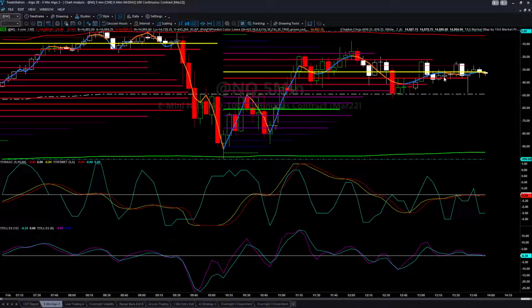And if you guys can tell, we've been just moving sideways this whole entire time. So if you just count the bars, 1, 2, 3, 4, 5, 6, 7, 8, 9, 10, 11. Yeah, we've been going sideways already for 55 minutes.